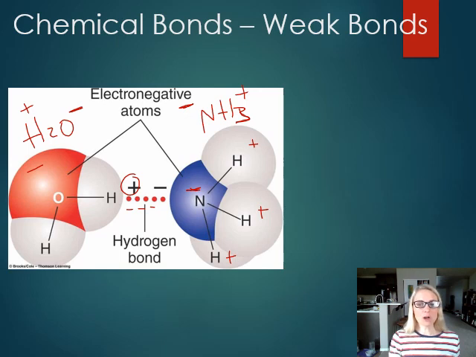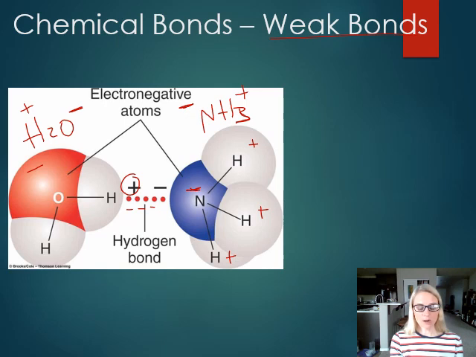It's not a very strong bond. You can see it's under the category of weak bonds. There's no full-on sharing of electrons. It's not like an ionic bond. It's not like a covalent bond. It's just more of an attraction of the partial positive of one to the partial negative of the other. Okay, so that's basically our definition of a hydrogen bond.